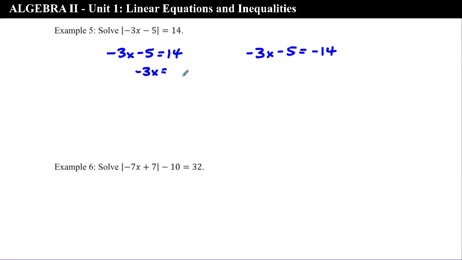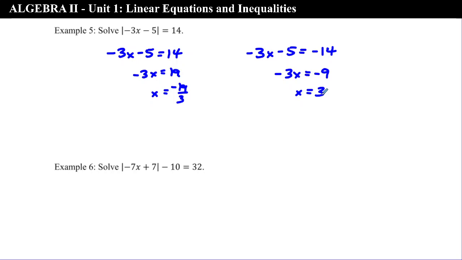You add 5 to each side here, you get negative 3x equals negative 9. x equals 3 when you divide each side by negative 3. Same thing over here, add 5 to each side. Actually, I did this backwards. Let me fix that. So we have negative 3x minus 5 equals 14. This would actually be negative 3x equals 19. And then you divide each side by negative 3, you get negative 19 over 3. This side is negative 3x equals negative 9. When you add 5 to negative 14, you get negative 9. So here you get x equals 3.